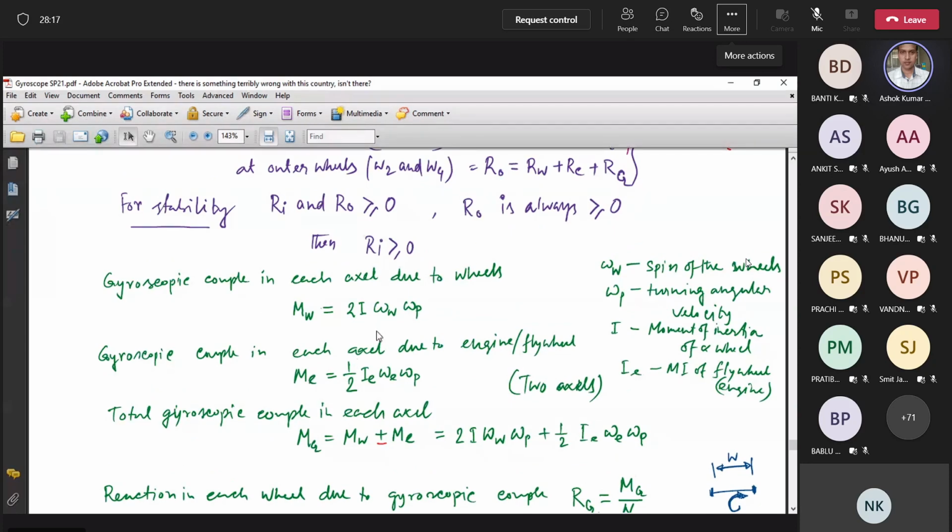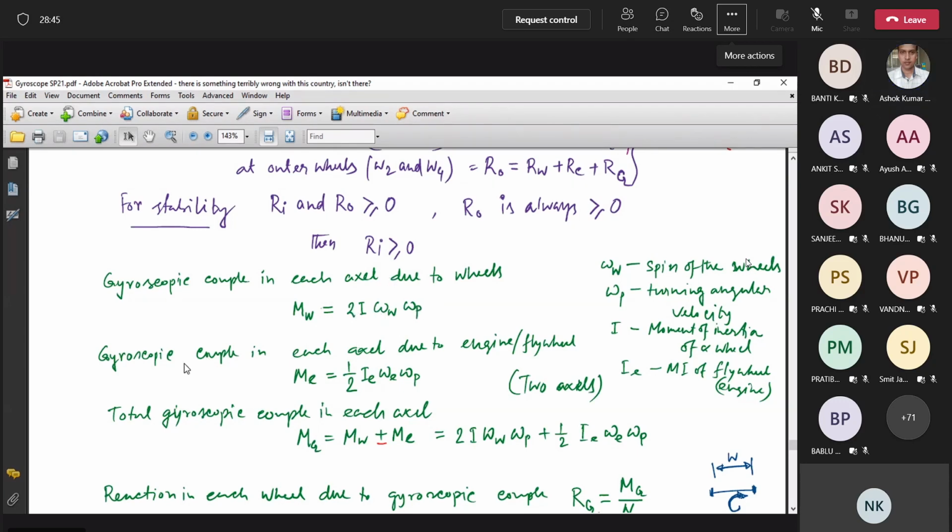There are two wheels. So you can say that the total moment of inertia is 2I, multiplied with the angular velocity of the wheel, the velocity of spin, and then the velocity of precession, whatever the turning angular velocity is. So the total moment acting on one axle due to the wheels is this.